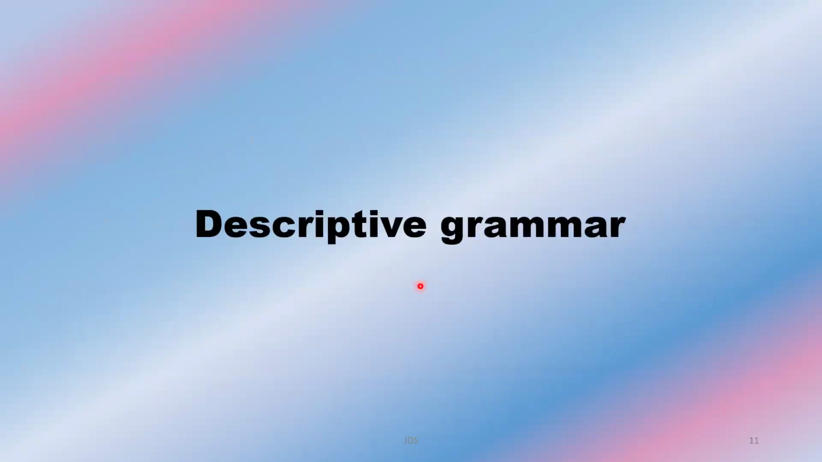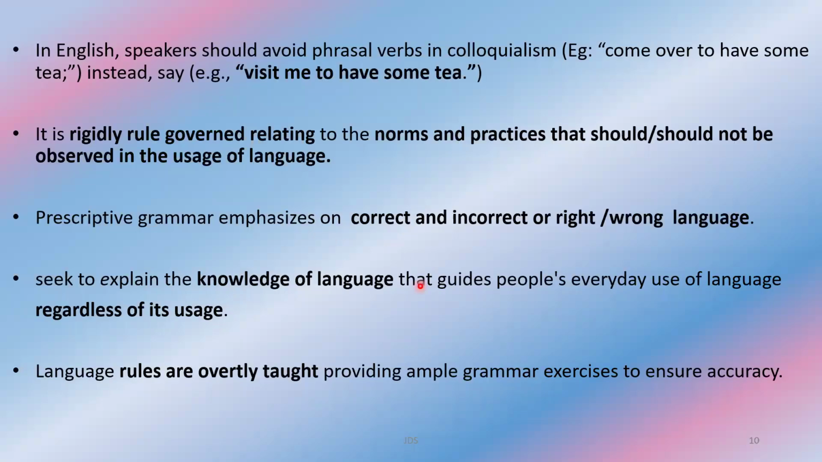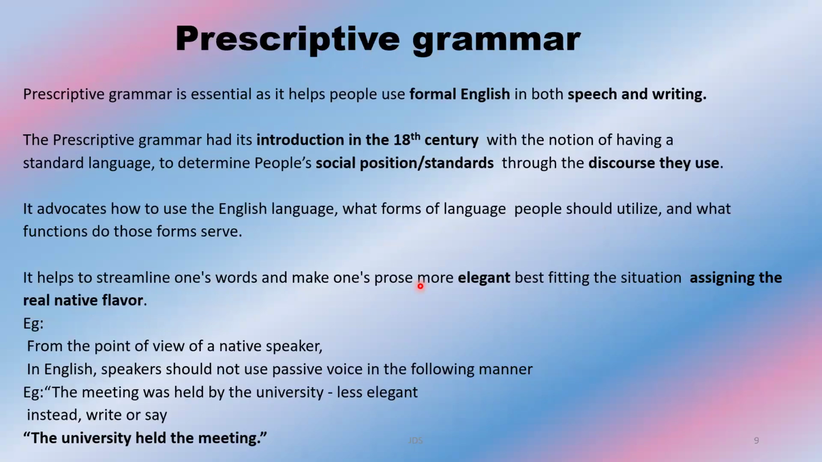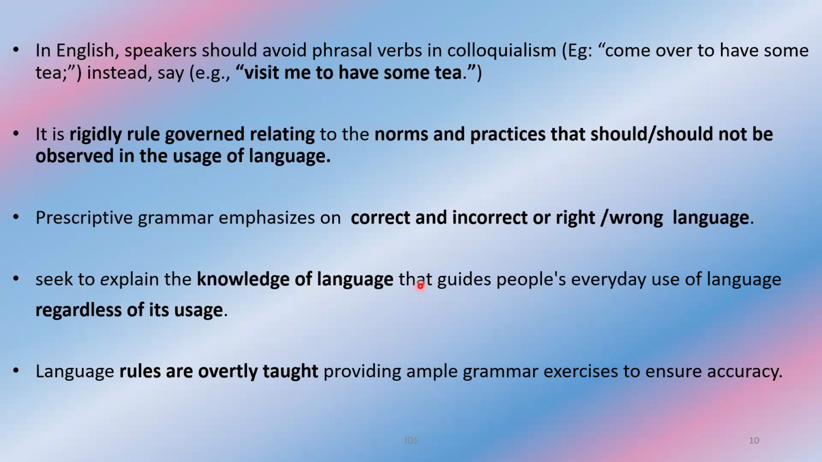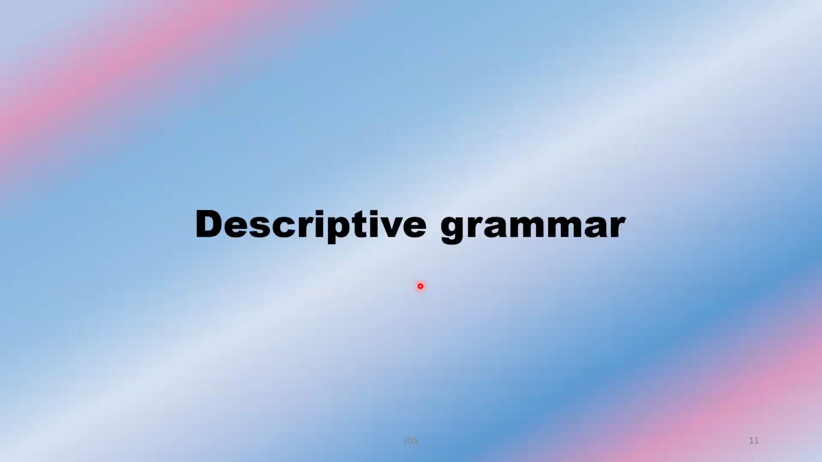Then comes descriptive grammar, right? So we talked about the prescriptive where formal language was used. The purpose was focusing more on the accuracy of grammar and of the language used. All those were connected to prescriptive grammar. Now comes descriptive grammar, which is right the opposite of what we saw over there.